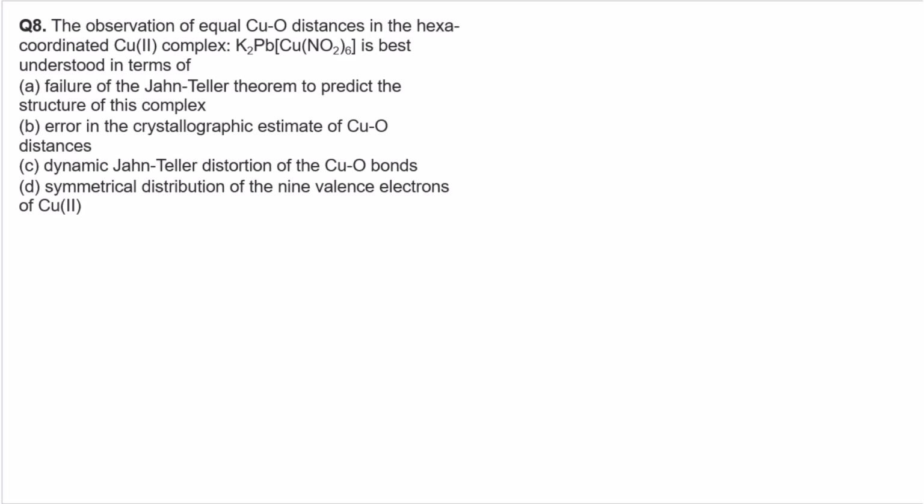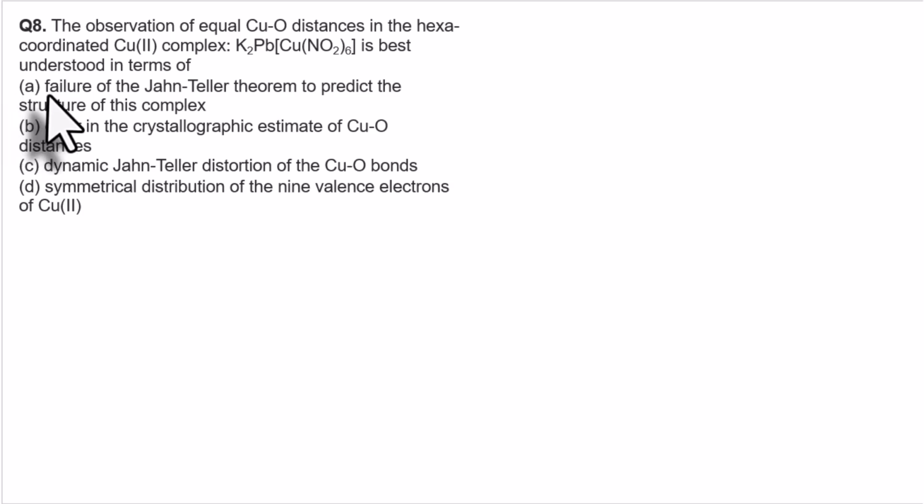Hello everyone. So we have a question here that says the observation of equal Cu-O distances in the hexa-coordinated Cu2+ complex K2Pb[Cu(NO2)6] is best understood in terms of. So we have four options and we have to predict which is the most suitable option for this situation.